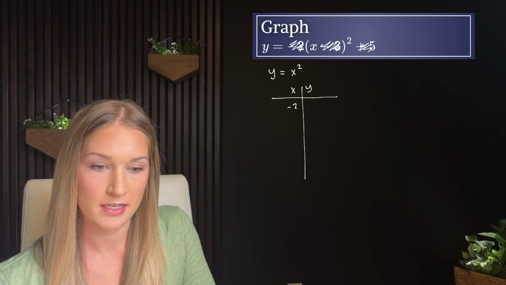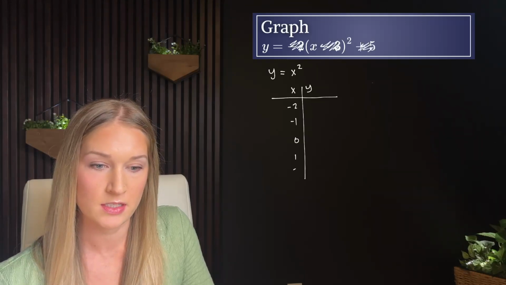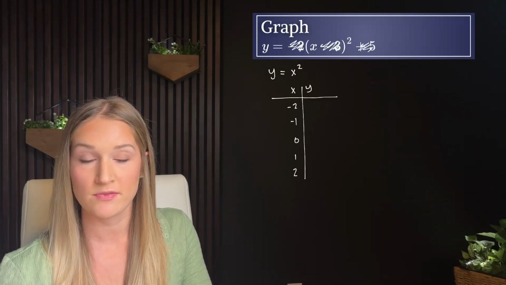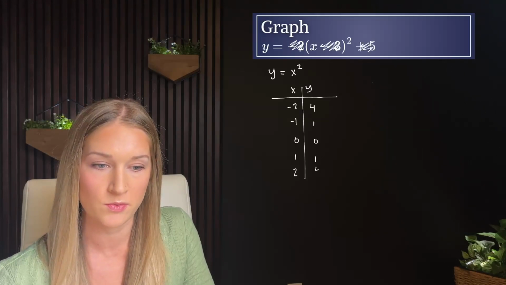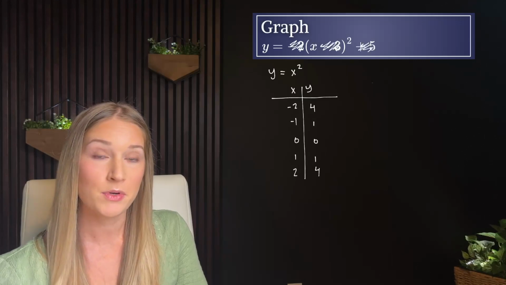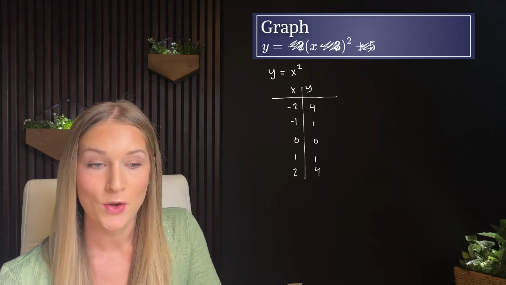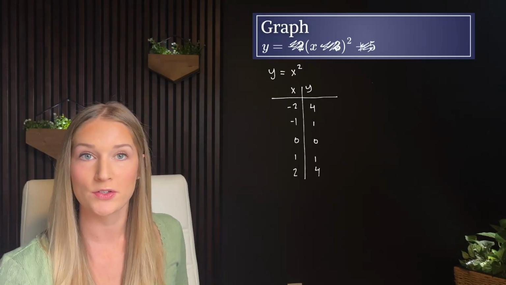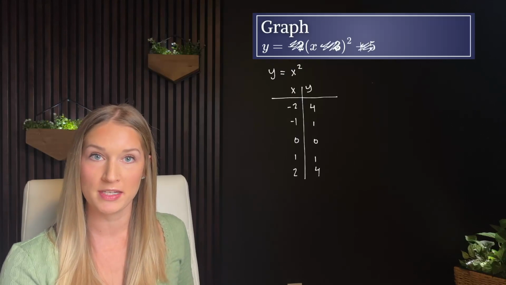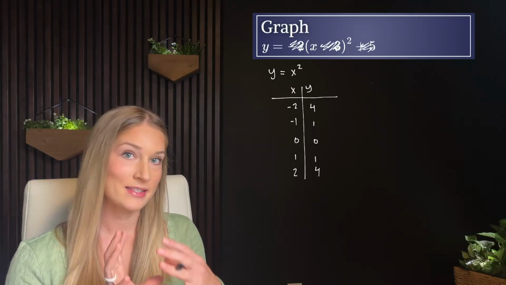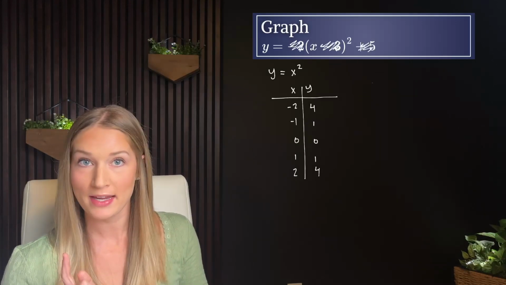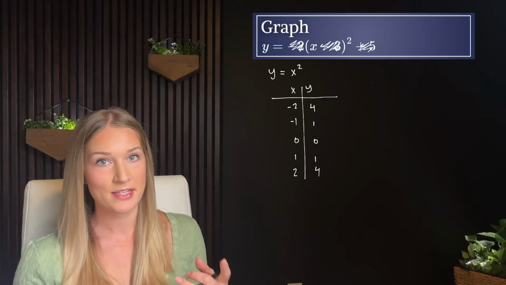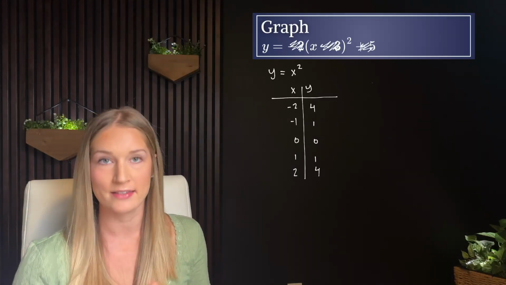Usually we just plug in the values -2, -1, 0, 1, 2. If I plug those in for x, all I'm doing is squaring them to get y, so I end up with these y values. But now we're going to apply transformations. When you're doing transformations, you're going to follow your order of operations. So we'll work from the inside out. Anything that's inside with your x is going to affect x in the opposite way that it's written, and anything outside will affect your y exactly how it's written.